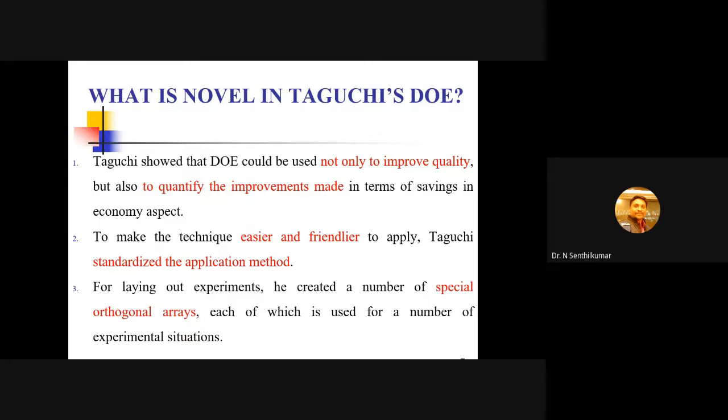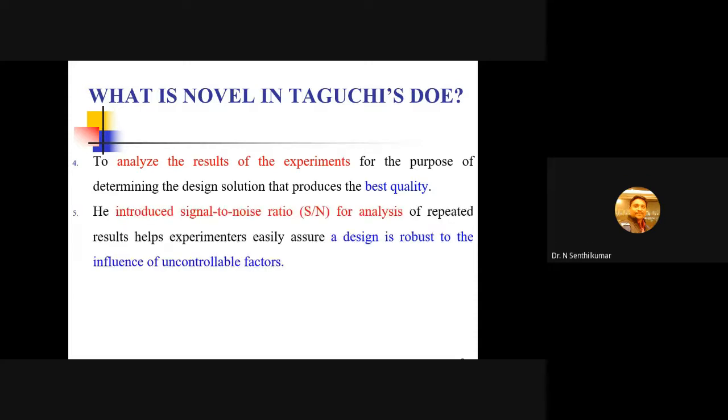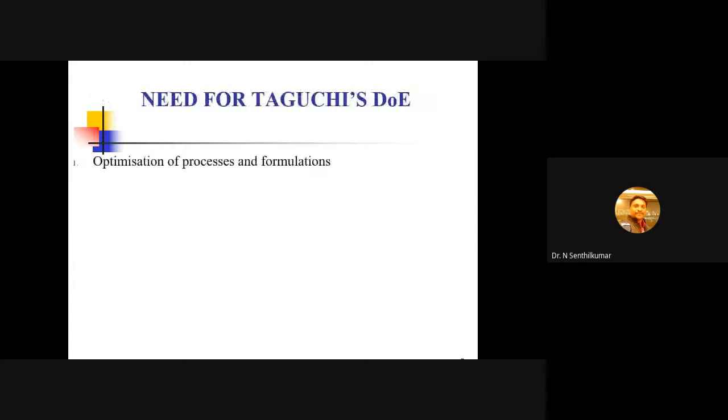He has designed the experiments by developing some special orthogonal arrays. These orthogonal arrays are based on Latin square designs. The novelty of Taguchi's DOE is analyzing the outputs by means of signal to noise ratio. He has used some simple formulas to calculate the signal to noise ratios, because the signal quality should be good. When will it be good? When the external disturbances, that is noise levels, are lower. By this we are going to determine the optimum conditions.